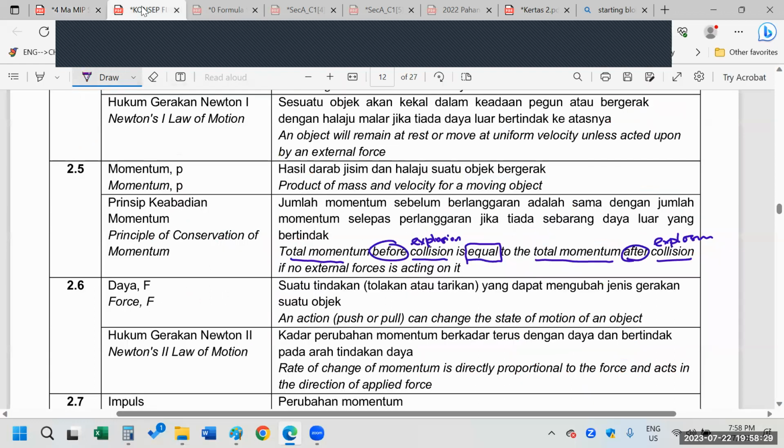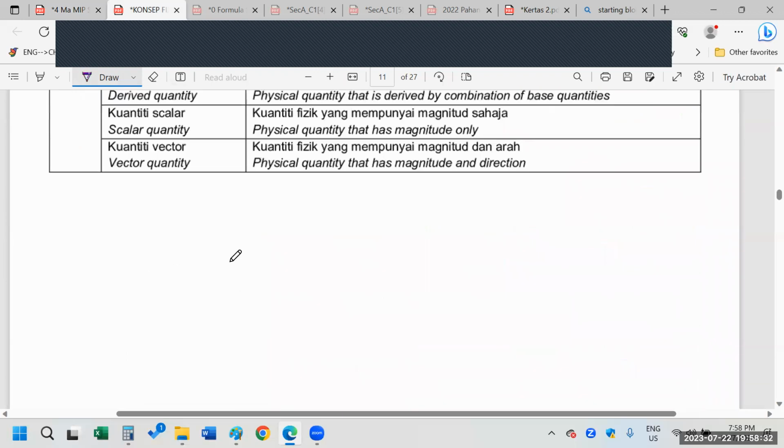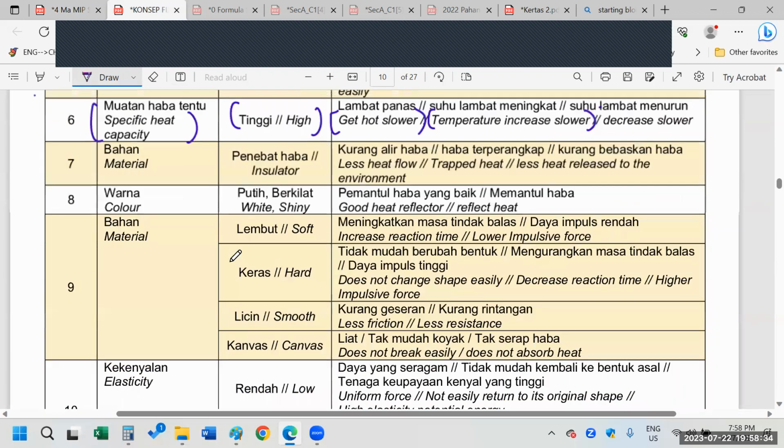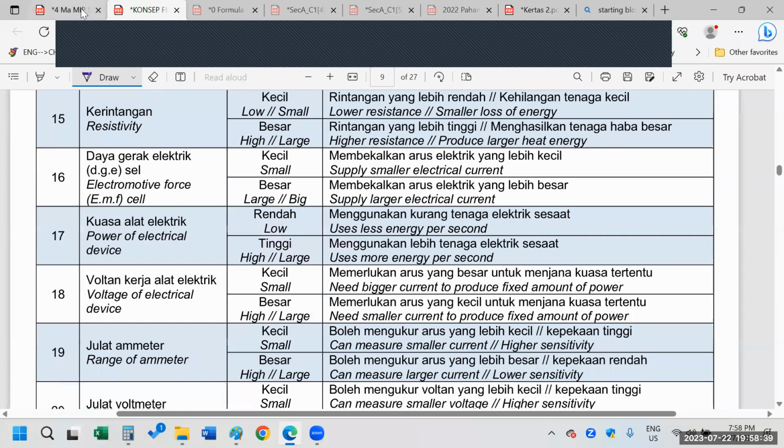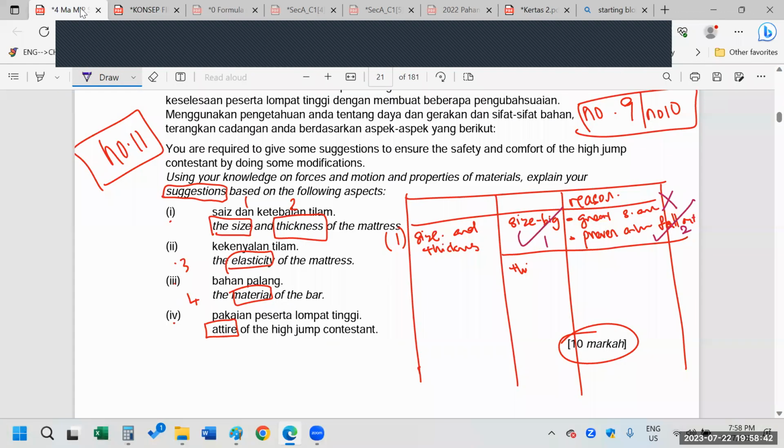Then you might tell me, teacher, I don't know how. Okay, refer here, please. Think some physics reason or some just common sense reason. And thickness would be thick. So you write your suggestion here. This is characteristic. Why thick? To increase impact time, so you decrease impulsive force. Then you draw the line here.